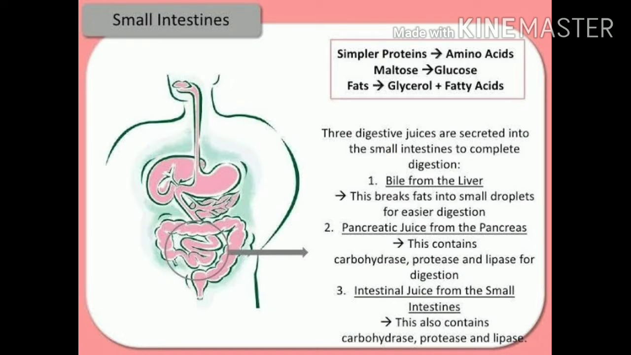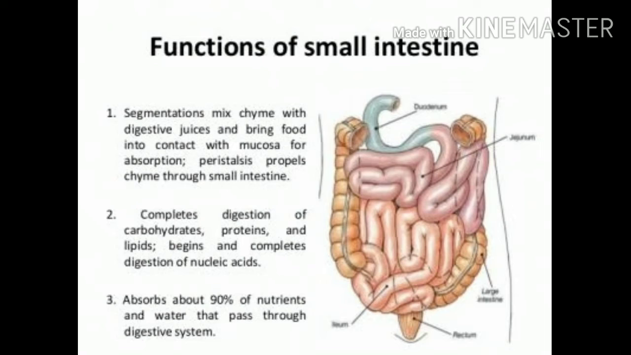Now here in the small intestine, that is at the duodenum, three digestive juices are secreted into the small intestine, that is bile from the liver, pancreatic juice from the pancreas, and intestinal juice from the small intestine, and they help in the further breakdown of the simpler proteins to amino acids, maltose to glucose, fats to glycerol and fatty acids. Now the main function of the small intestine is to mix the chyme with the digestive juice and bring the food in contact with the mucosa for the absorption of the chyme through the small intestine.